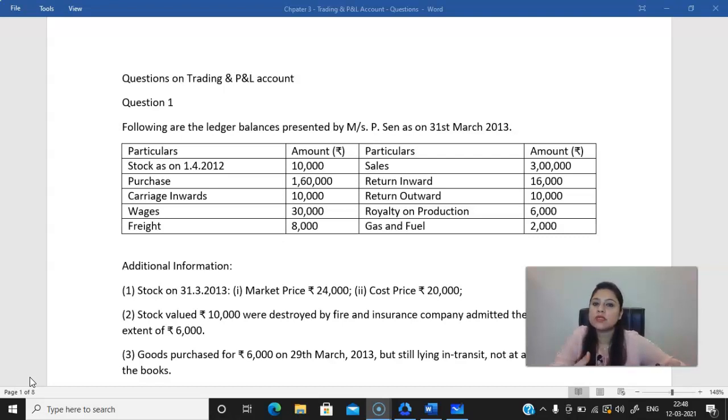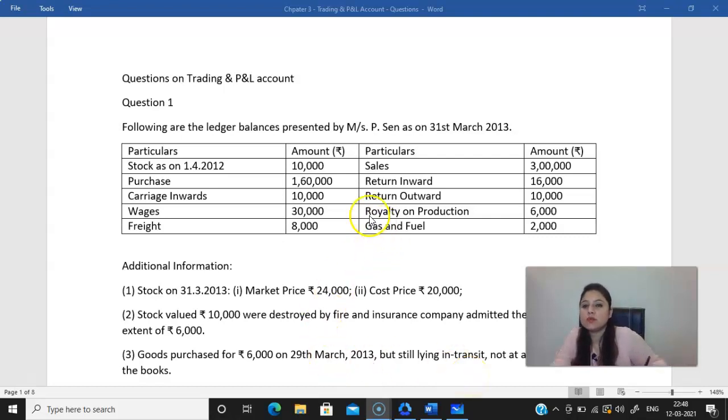So we will start with how a trading account is made, then move on to making a trading and P&L account, or a profit and loss account, separately. And then we will also take a look at how a profit and loss appropriation account is maintained. So, starting with the question.